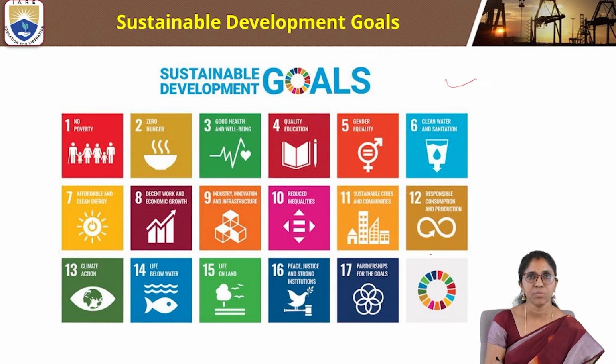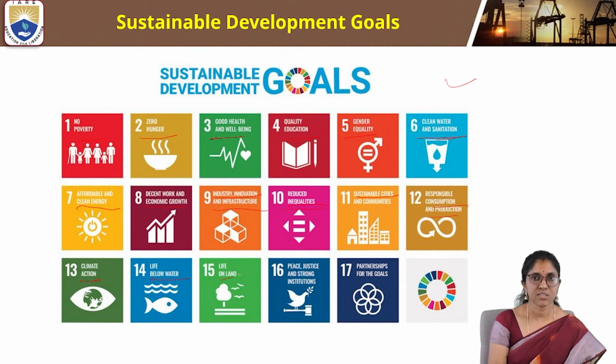These are the sustainable development goals. We have 17 sustainable goals. The first one is no poverty, second is zero hunger, third is good health and well-being, fourth is quality education, fifth is gender equality, sixth is clean water and sanitation, seventh is affordable and clean energy, eighth is decent work and economic growth, ninth is industry, innovation and infrastructure, tenth is reduced inequalities, 11th is sustainable cities and communities, 12th is responsible consumption and production, 13th is climate action, and 14th is life below water.